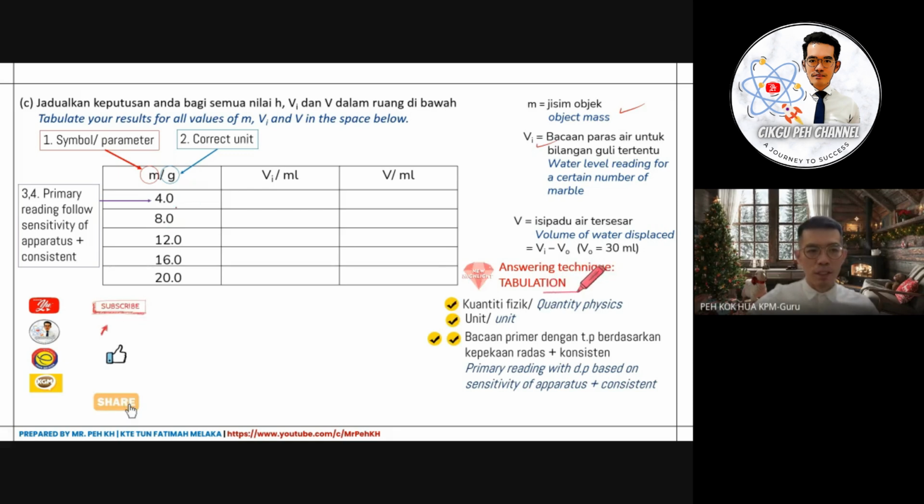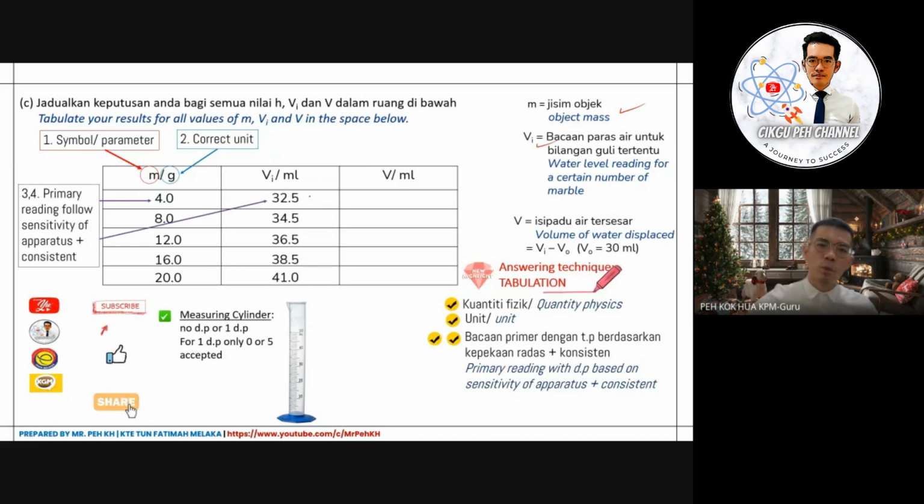So you can see here, all must have consistency of the decimal place, where there will be 1 decimal place for the mass here. And then the V1, using the measuring cylinder. As mentioned, you have the option to give 1 decimal place or no decimal place. But for 1 decimal place here, the numbers will be 0 and 5 only. So as mentioned just now, my first reading here will be 32.5, then my other data will be 34.5 for 2 marbles, 36.5 for 3, and the others.